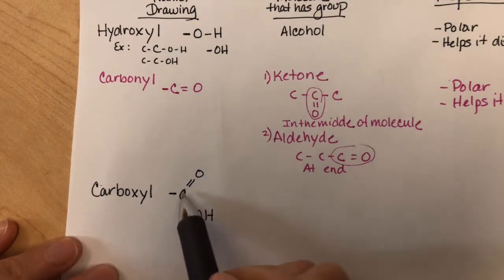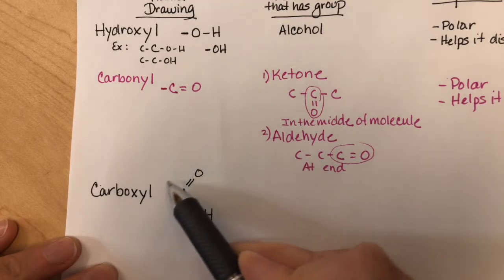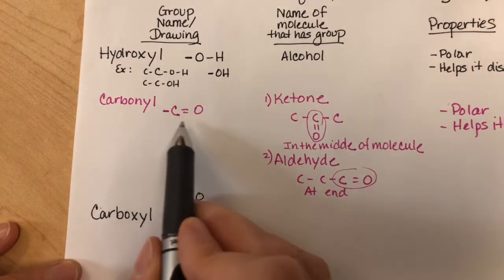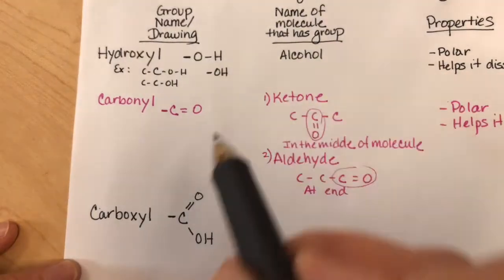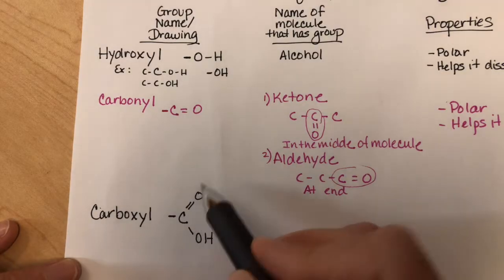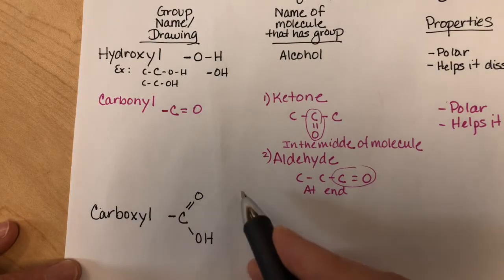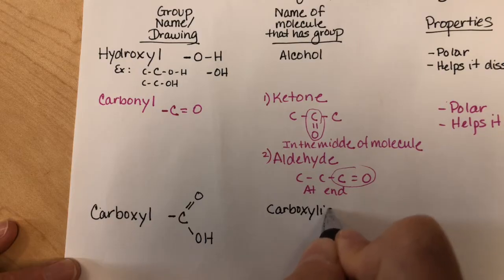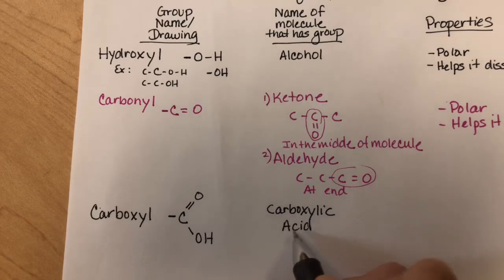Notice that if you have a double bond to an O and an OH, this collectively is called the carboxyl group. This looks very similar to the carbonyl group, and this looks similar to the hydroxyl group, but if they're coming off of the same carbon atom, it's not the carbonyl or the hydroxyl, it is collectively the carboxyl group. Molecules that have this are called carboxylic acids, and that means they act as an acid.